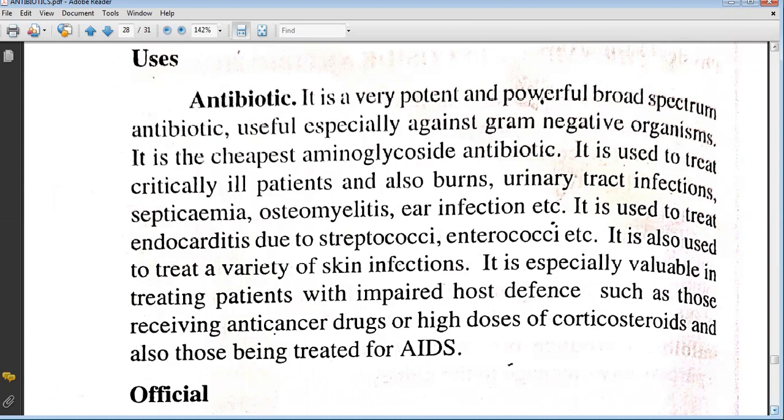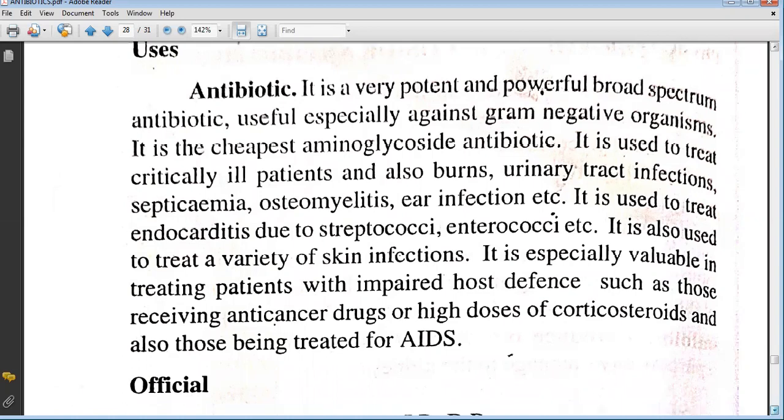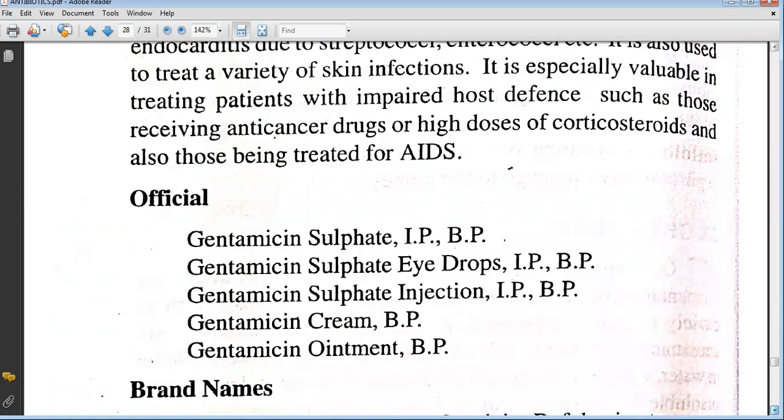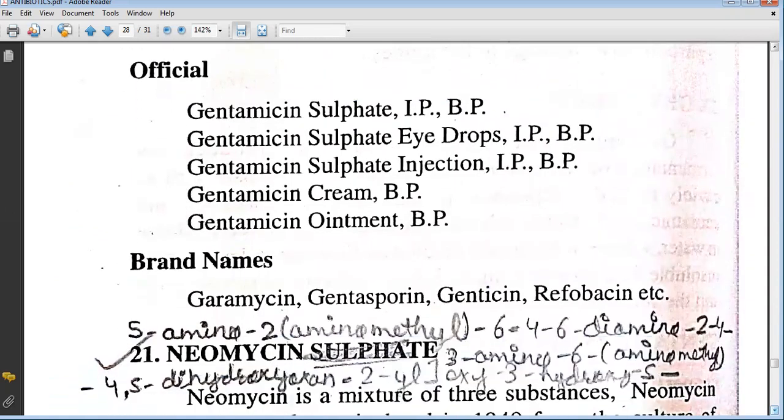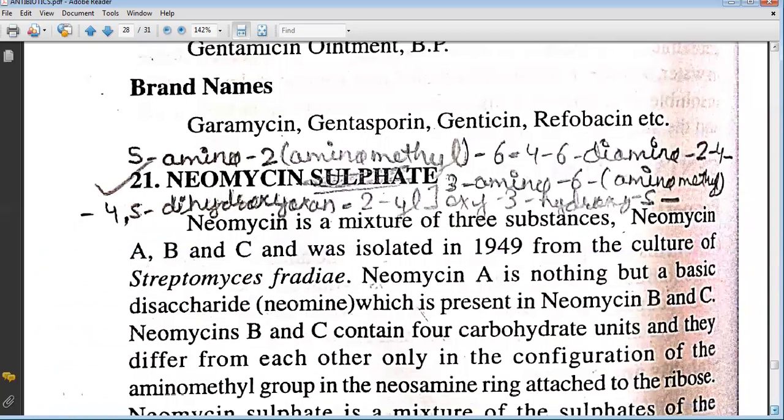It is especially valuable in treating patients with impaired body defense, such as those receiving anti-cancer drugs or high doses of corticosteroids, and also those being treated for AIDS. The preparations are gentamicin sulfate IP/VP, gentamicin sulfate eye drop IP/VP, gentamicin sulfate injection IP/VP, gentamicin cream BP, gentamicin ointment BP. Brand names are Garamycin, Gentasporin, Genticin, or Rifobacin.